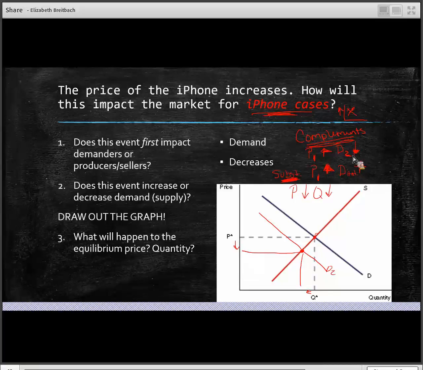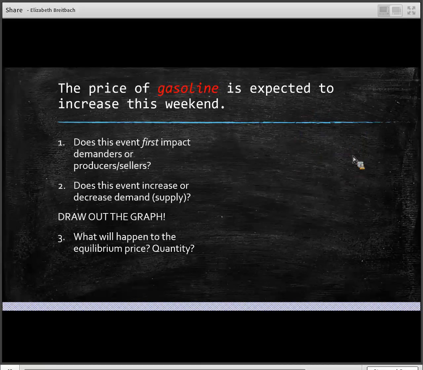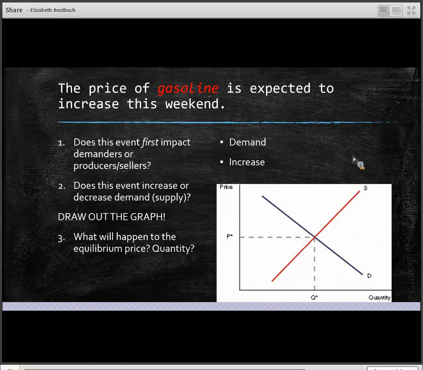All right, so the price of gasoline is expected to increase this weekend. I expect that the price of gasoline is going to increase this weekend, so I'm going to fill up my car today. If I think the price is going to increase this weekend, then I want to fill up my car today. Again, we see the demand curve shift outward. I increase my demand today. I experience a higher equilibrium price and a higher equilibrium quantity.